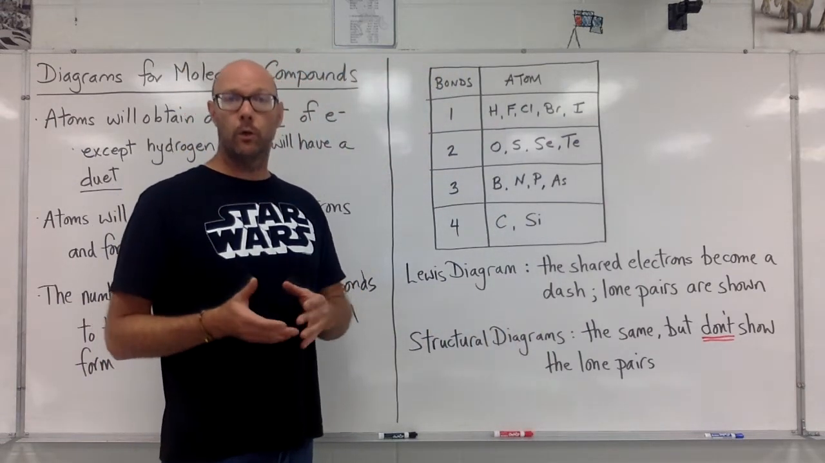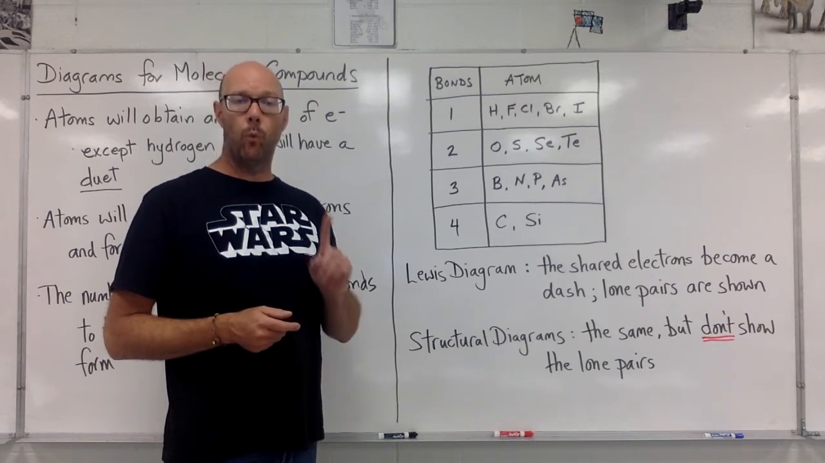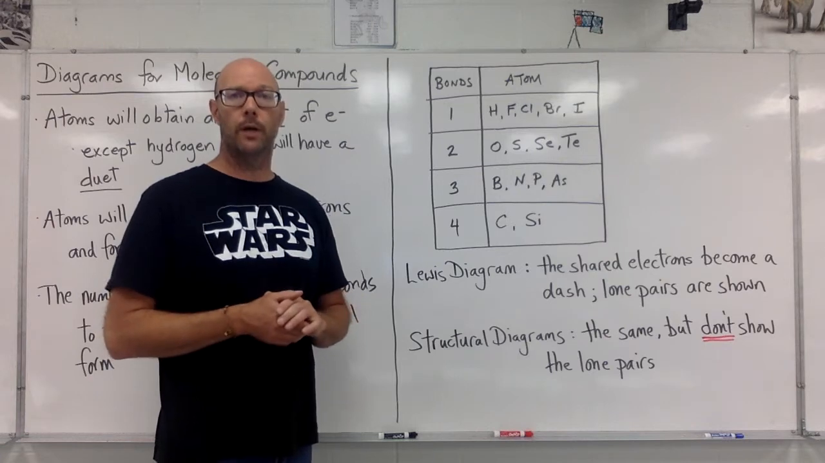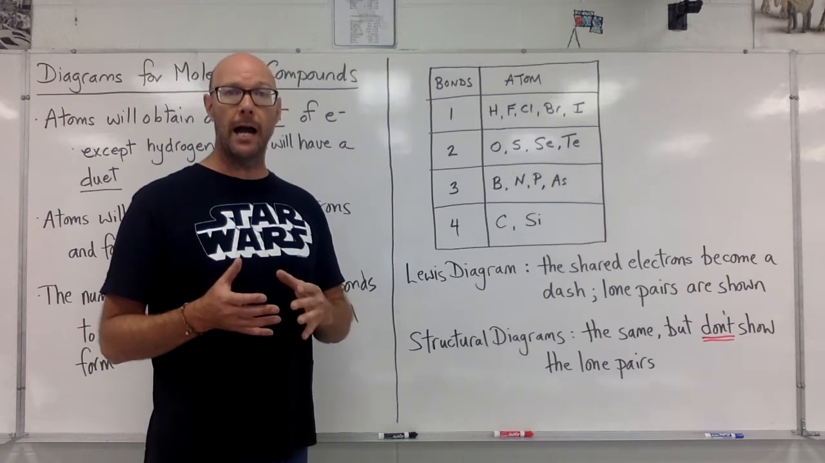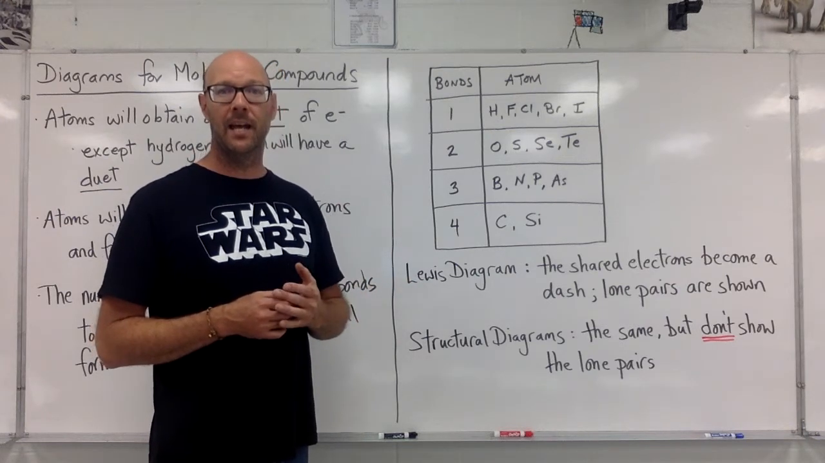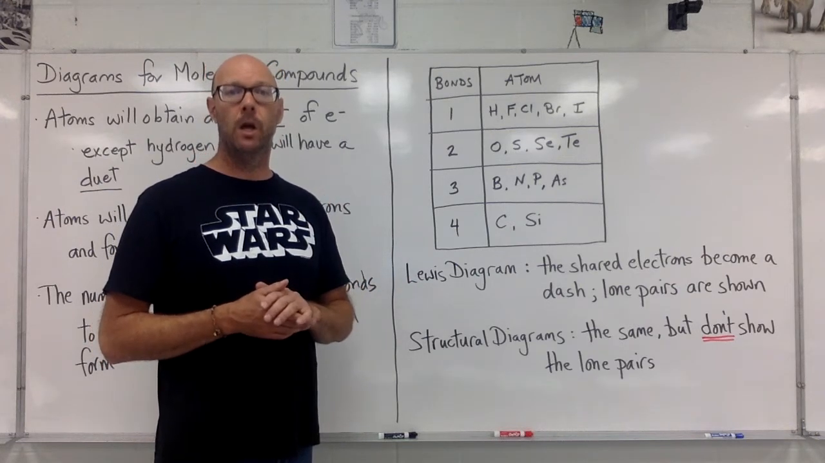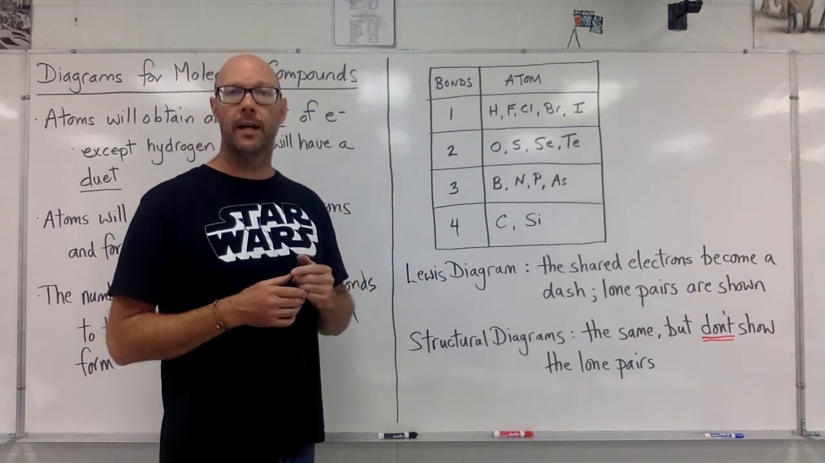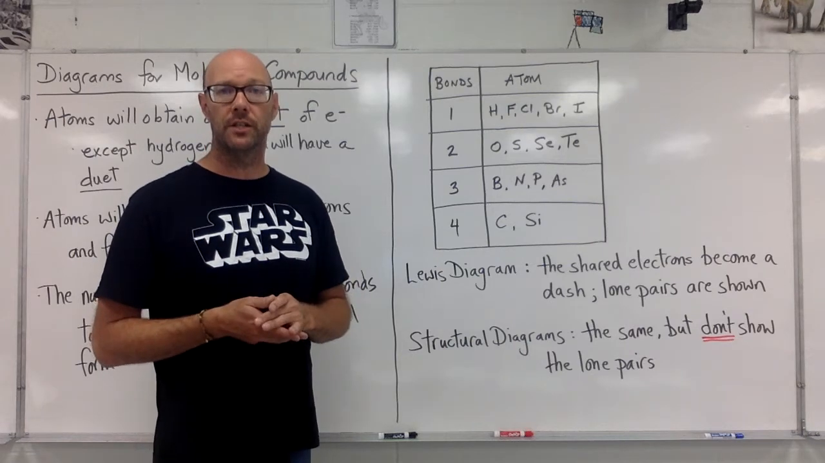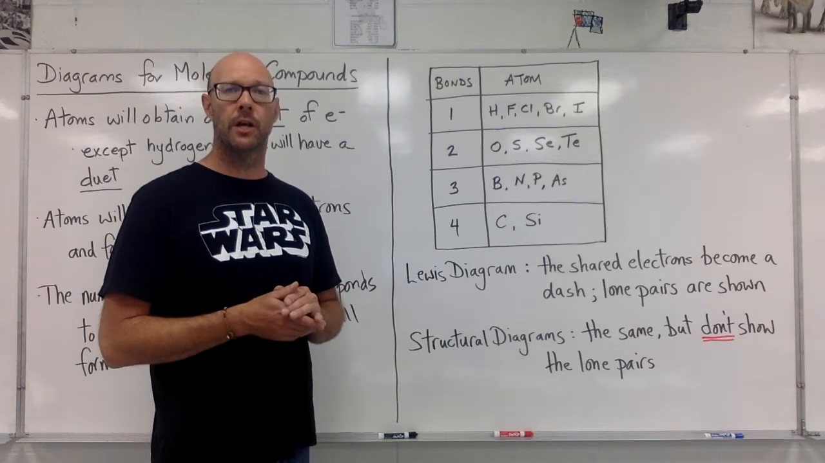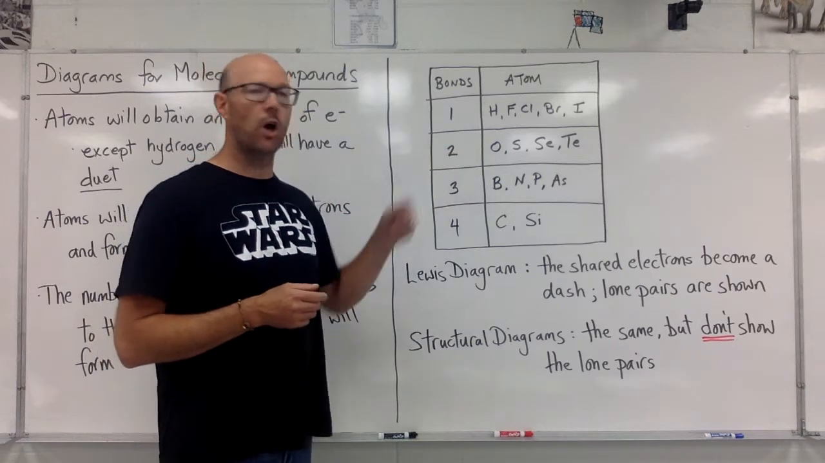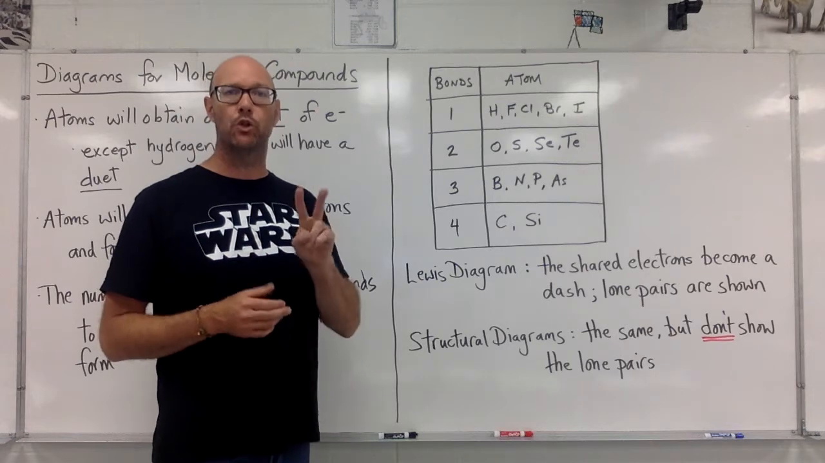Hydrogen, fluorine, chlorine, bromine, and iodine all have one bonding electron. They're all going to form one covalent bond. Anytime we do a diagram that has hydrogen, fluorine, chlorine, bromine, or iodine in it, it's going to have one bond. Oxygen, sulfur, selenium, and tellurium, mostly just oxygen and sulfur are what we're going to see, have 2 bonding electrons, so they're going to form 2 bonds. Anytime there's a molecule that has oxygen in it, that oxygen is going to have 2 bonds.